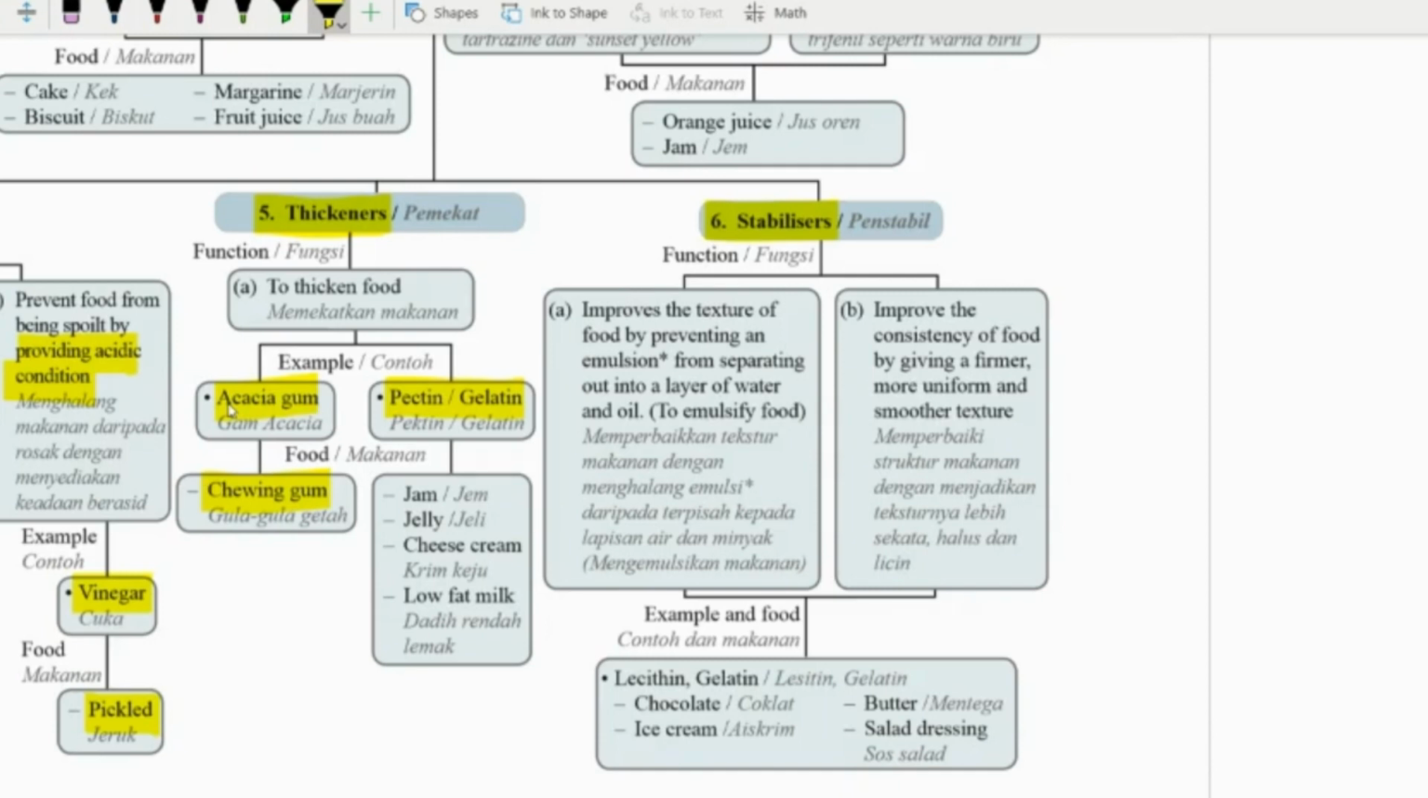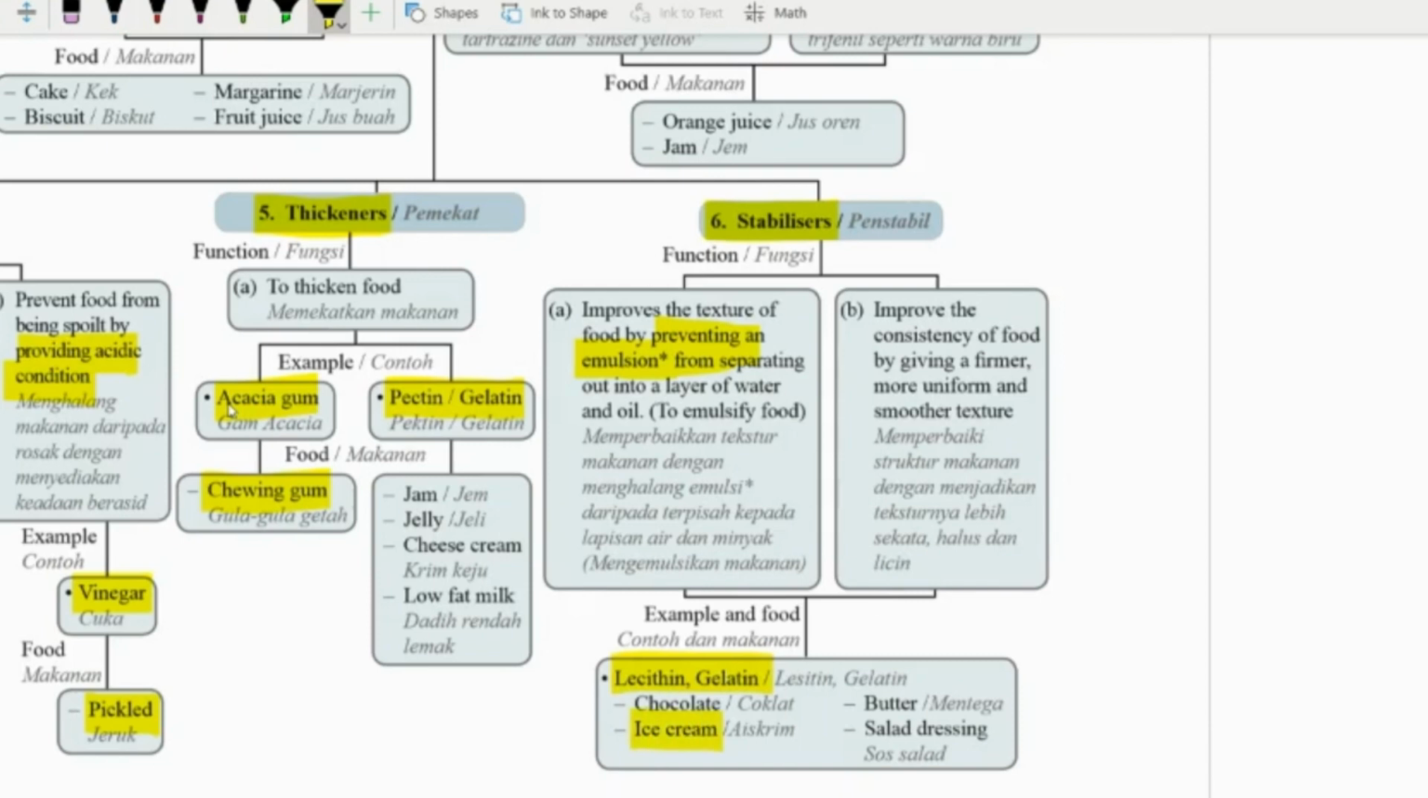Last one is the stabilizers. Stabilizers improve the texture of the food by preventing the emulsion from separating out into layers of water and oil, to emulsify the food. They also improve the consistency of the food by giving a firmer, more uniform and smoother texture. For example, lecithin, gelatin. Here you see gelatin can become a thickener, but gelatin can also become a stabilizer, especially in ice cream.